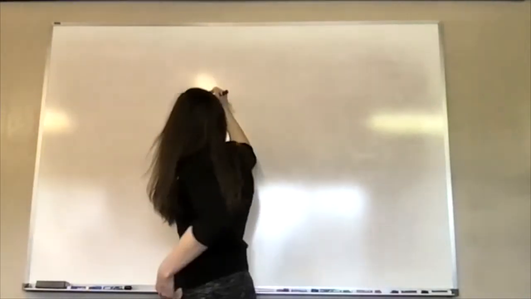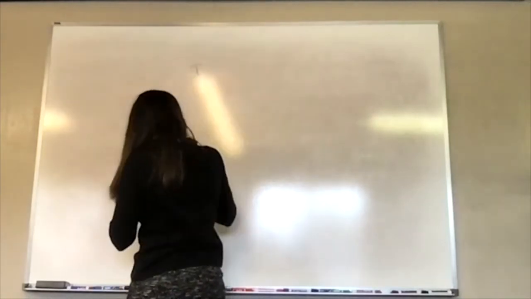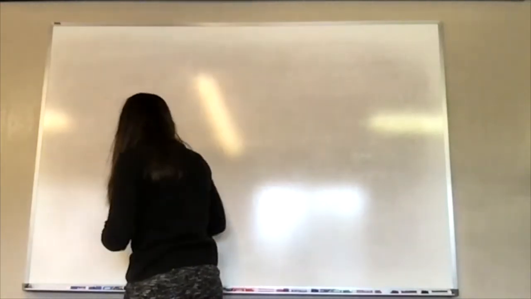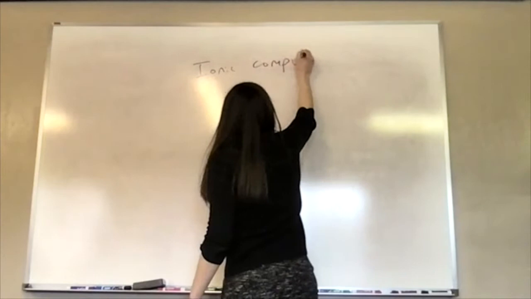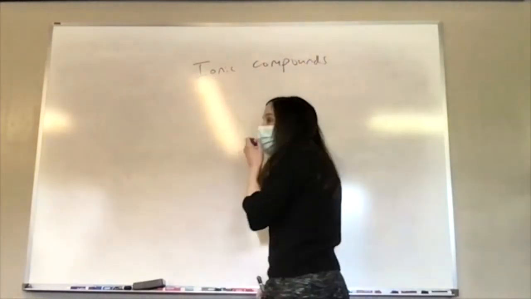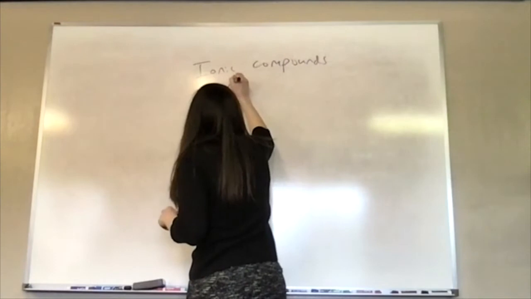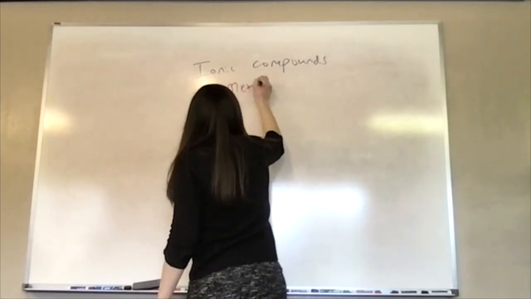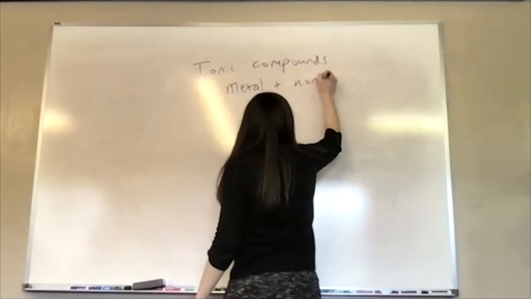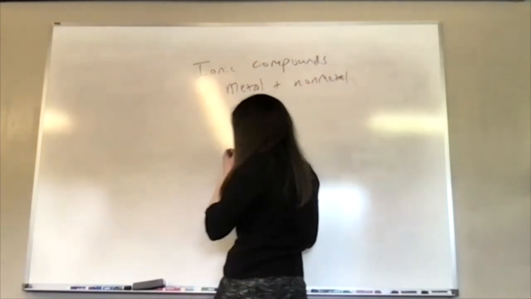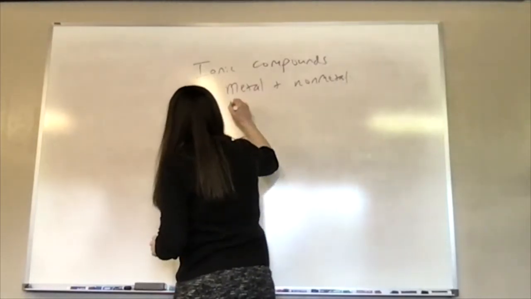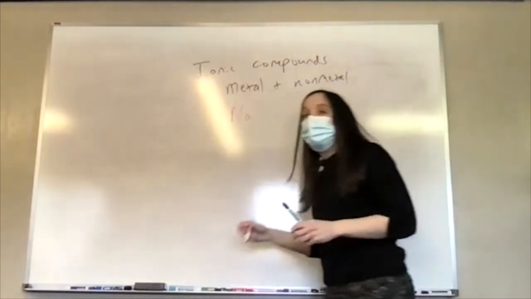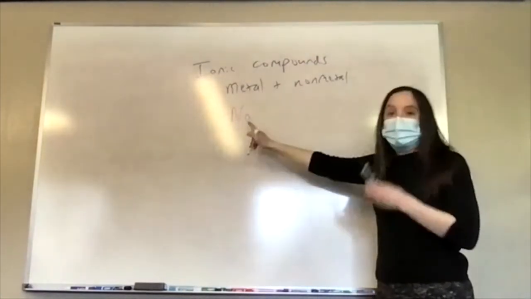Okay, so one thing to learn today, and then I'll give you a worksheet to do for the rest of class, is how ionic compounds form. So ionic compounds are always a metal and a non-metal put together. So let's look at an example of a metal. Use sodium. How many valence electrons are there in sodium?